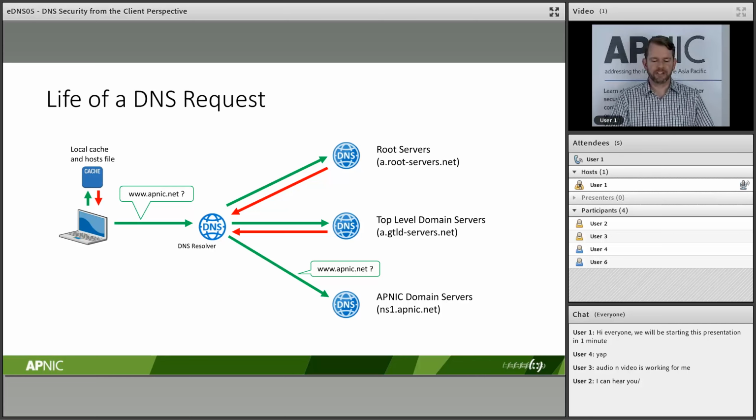Now, at this point, the DNS resolver will store that locally in its cache in case another request comes in. It doesn't have to go through that whole process. And it returns that IP address to the client computer. Now the client computer can use the IP address to communicate to the website directly, but that's completed the DNS request and response.